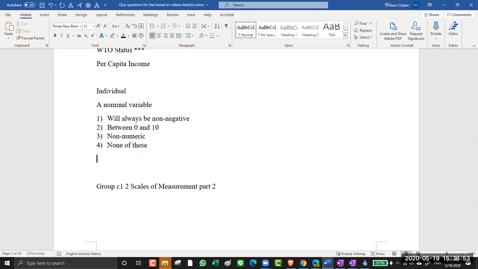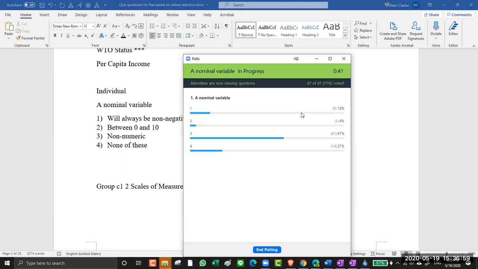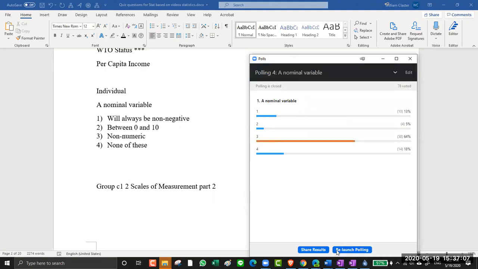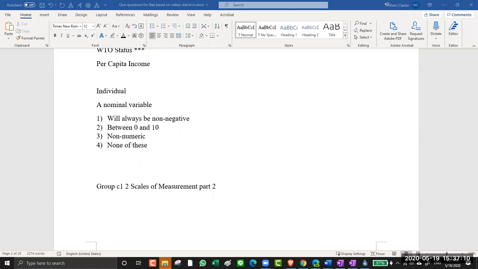Okay, let's see what people said. Or actually, you can just see it right here. Okay, so what is the right answer? A nominal variable will be non-negative? No. Will be between 0 and 10? No. Non-numeric? Yes. Okay? All right, let's continue a little bit more.